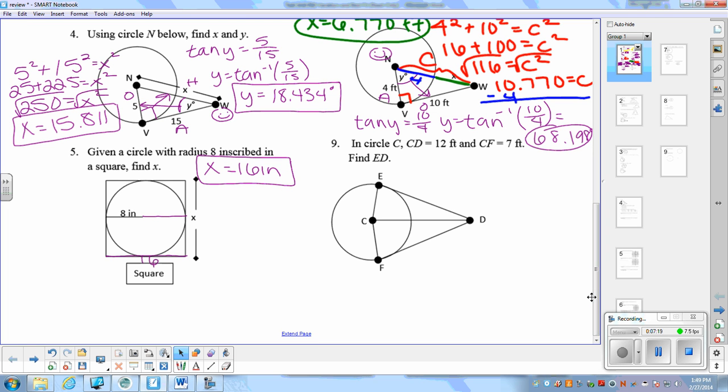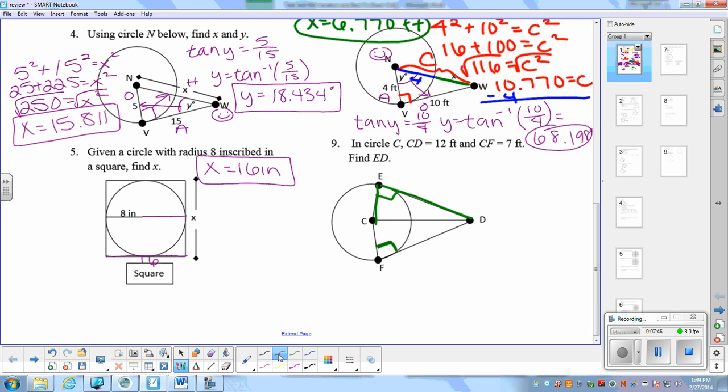Number 9. All right, be careful here. I know some people in my class, we were a bit confused thinking where our right angle is. Make sure your tangent is perpendicular to your radius. Here's your tangent. Here's your radius. So there's a right angle. And also here's a right angle.